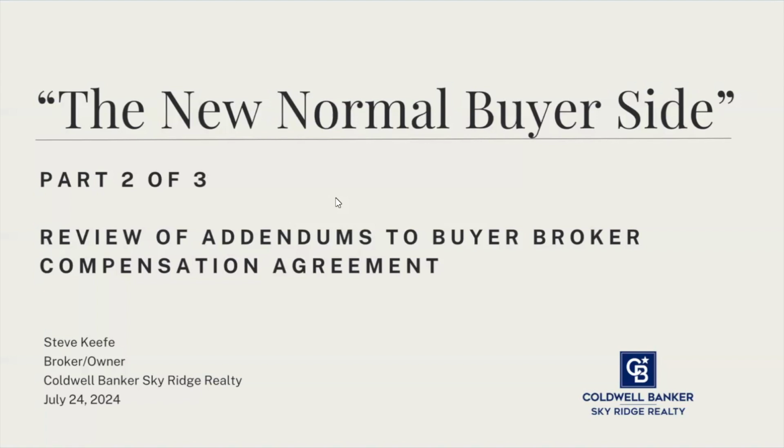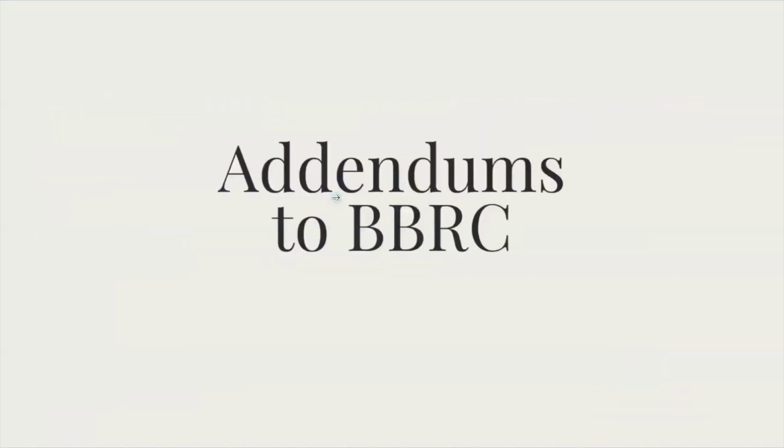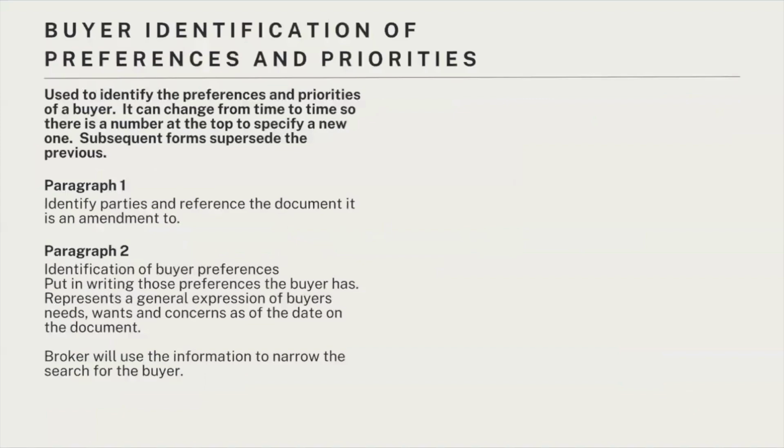Okay, good morning, everybody. This is part two of three, the new normal for the buyer side of the transaction. So what we're going to do here is review the addendums to the buyer broker compensation agreement. There are multiple forms that are affiliated and associated with the document that are specified in the document. So I'm going to go through those with you. These are the addendums to the BBRC.